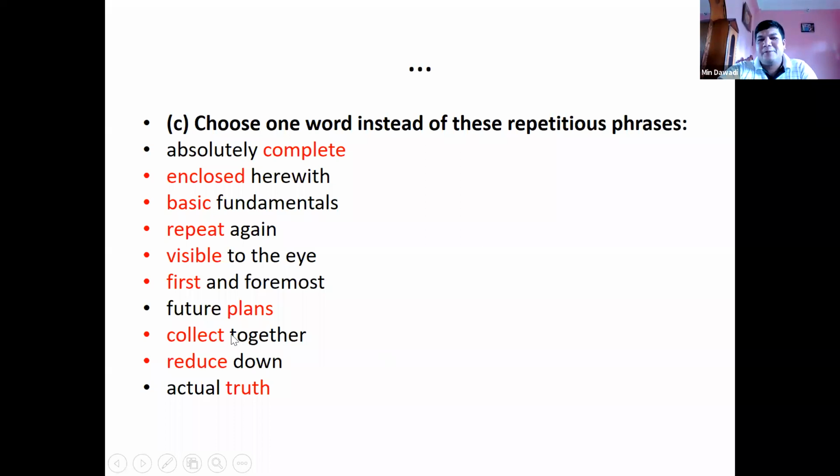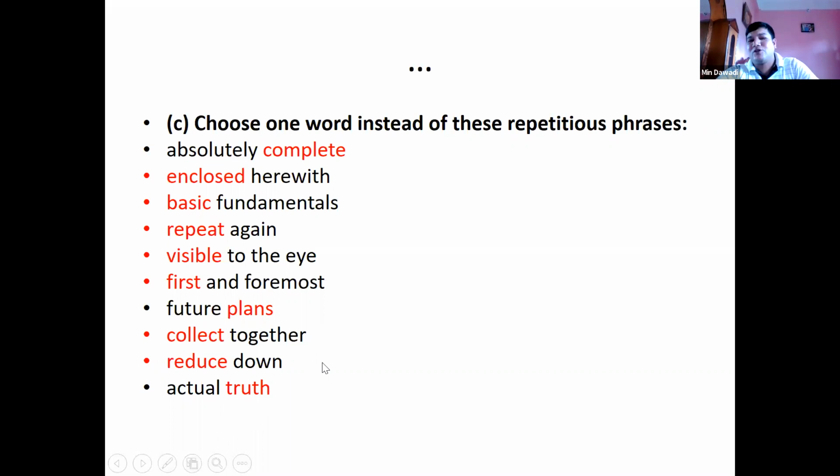Collect together. Just say we have collected. We have collected them. We have collected a large number of students. We have collected a large number of goods. A large amount of fund. No need to say we have collected a large amount of fund together. We have collected is enough. Reduce down. Reduce down the price. Just saying reduce is enough.